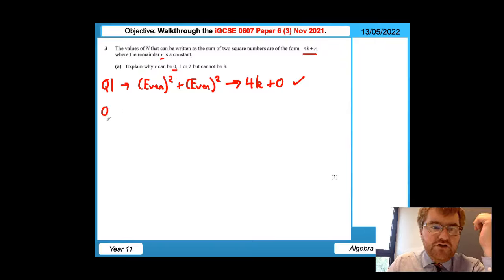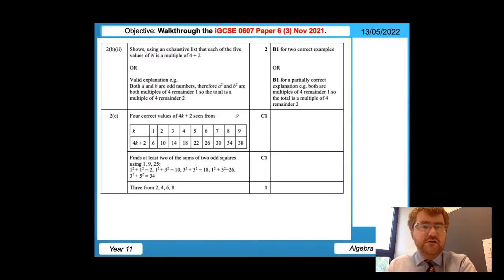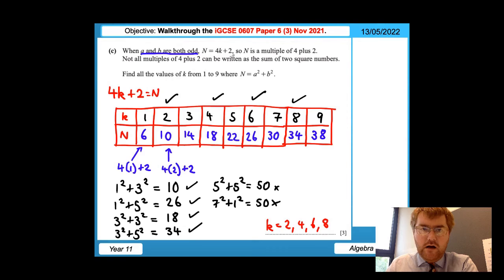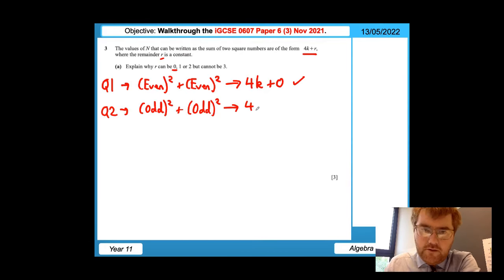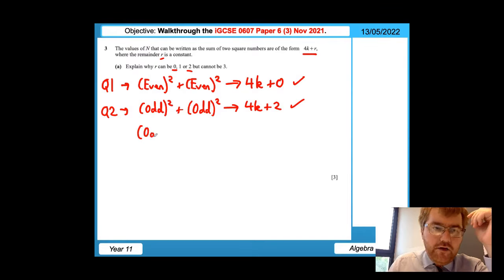If we look at question 2, where we investigated two odd numbers, so if we take an odd number squared plus an odd number squared, now that led to, let's remind ourselves, n is equal to 4k plus 2. Okay, so that means 2 is fine. So the only situation we haven't looked at so far is an odd number squared plus an even number squared.